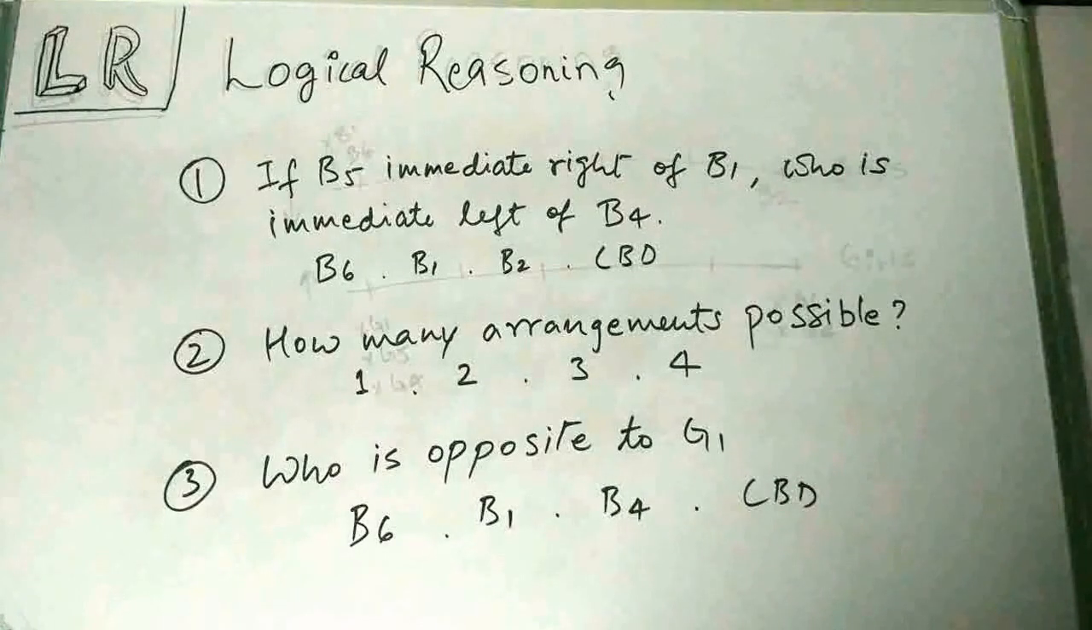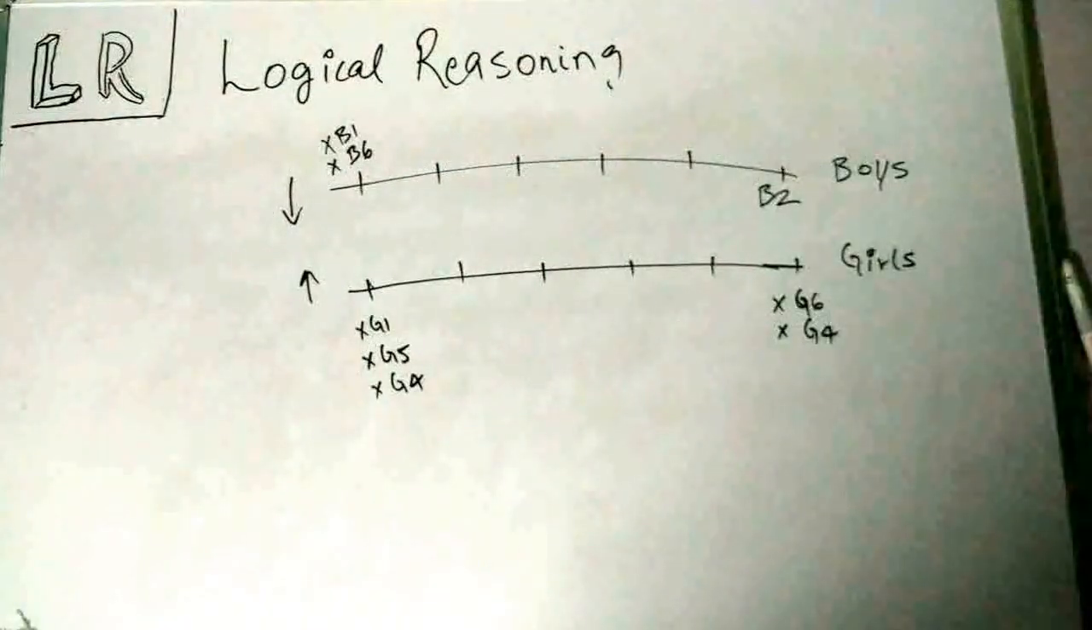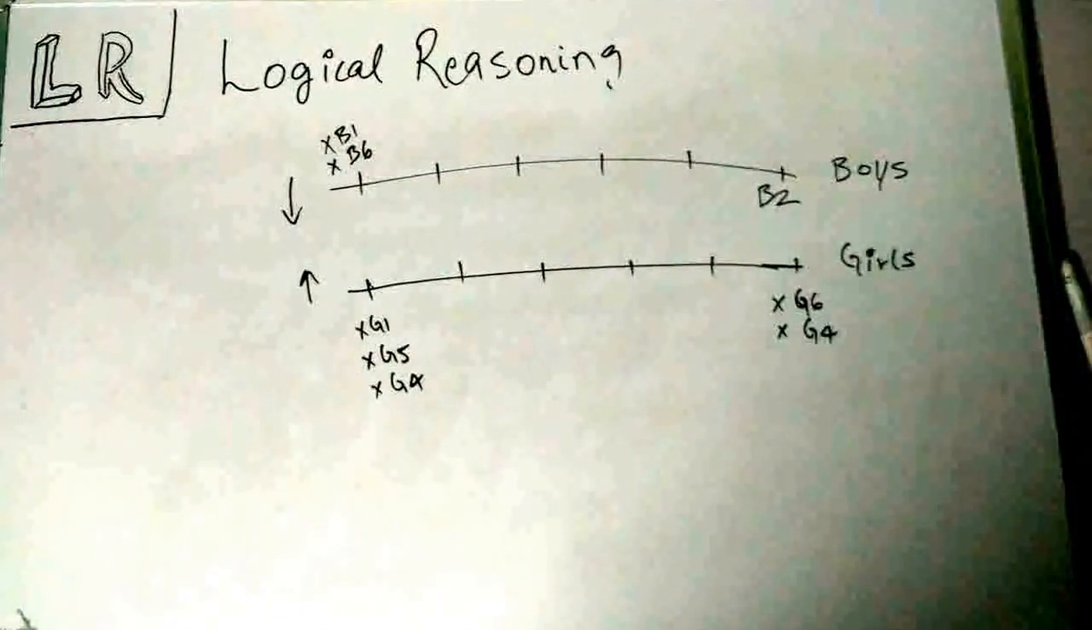So we have drawn 2 lines. We have marked 6 people on each row. We have taken boys on the top and girls on the bottom. All right, and we have also marked the direction. Now we just have to fill in the blanks as the question says. So neither B1 nor B6 are at the right end, so we have marked that B1 and B6 cannot be there.